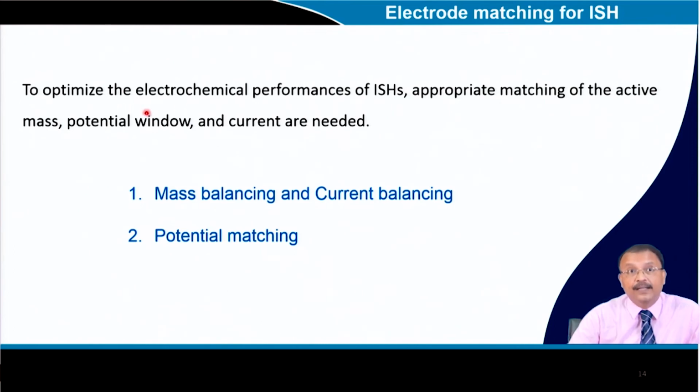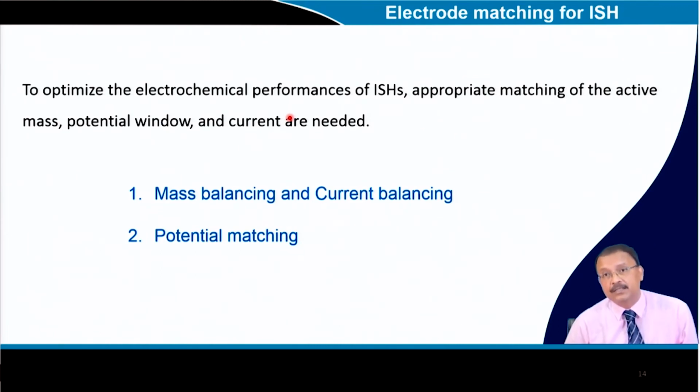Now, in order to make this kind of device work, two things are important. First is what you call mass balancing. You will have to balance the active mass of the material that you are using in both the electrodes.